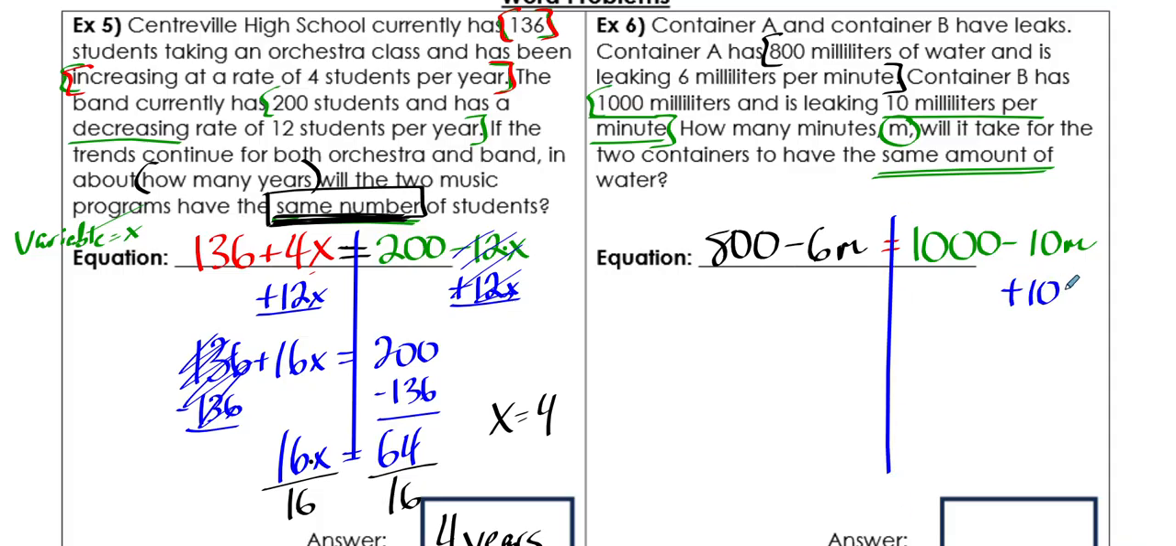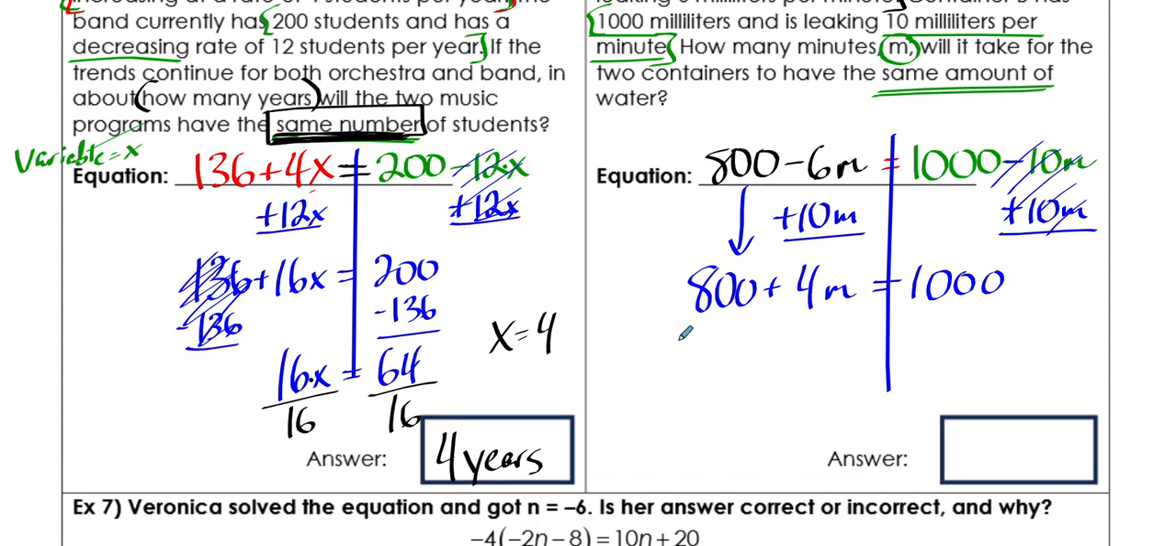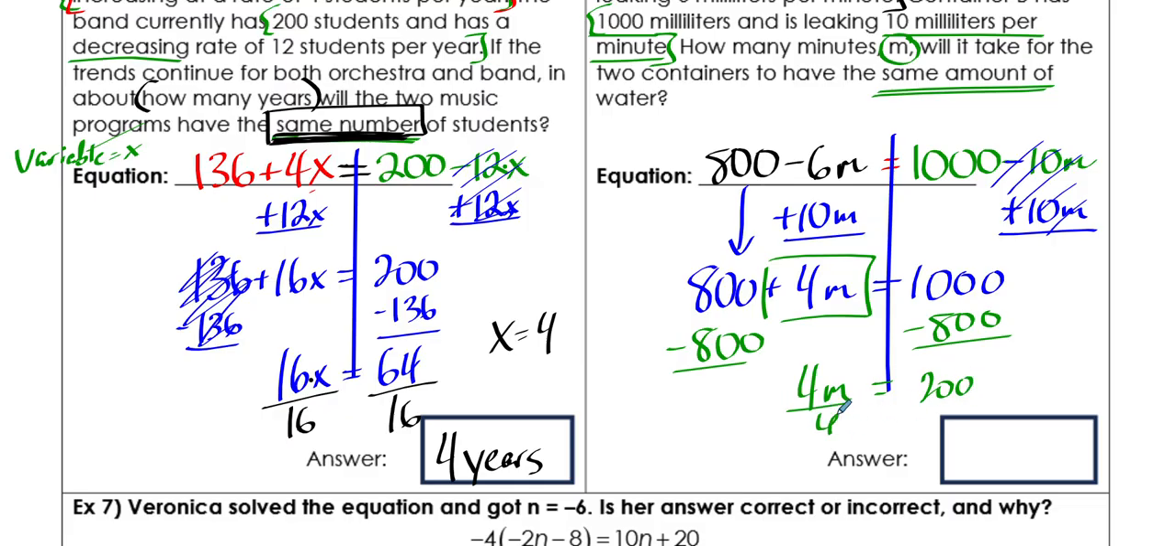So I'm going to add that 10m to both sides because I see it's subtracting 10m. So that's going to cancel each other out. Negative 6 plus 10, that's 4. Nothing else is really going to change. The 800 comes down. This is a positive 4, so that changes into a plus sign. The 1,000 is the only thing left on the right side. Now I have a two-step equation. I'm going to box my 4m, subtract 800 from both sides. Gives me 4m equals 200, and then divide by 4 for the last step to find out that m is 50. So it would take 50 minutes for those containers to have the same amount.